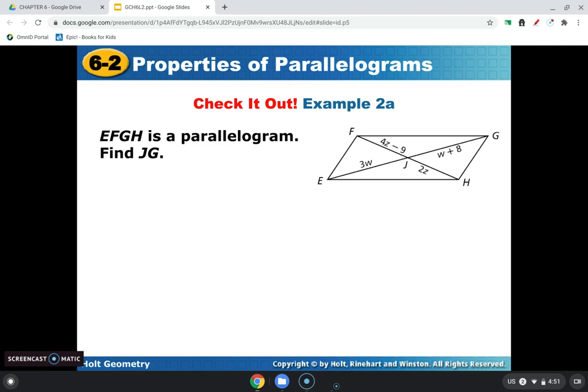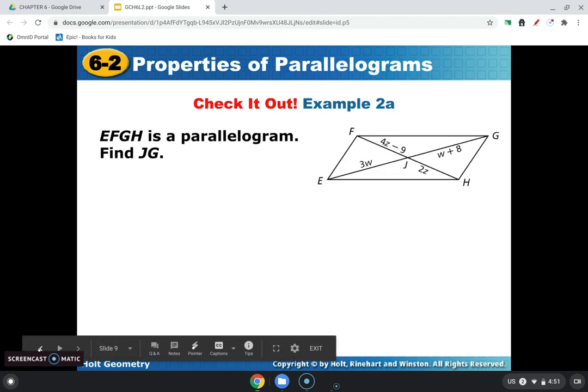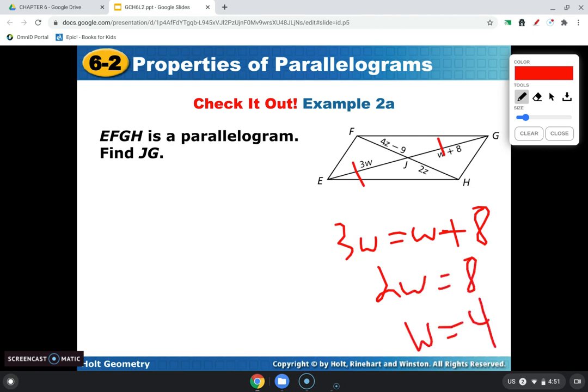EFG is a parallelogram. Find JG. Well, that means that the diagonals bisect each other. So we know that we can set those two equal. So 3W equals W plus 8. 2W equals 8. W equals 4. JG, 4 plus 8 is 12.